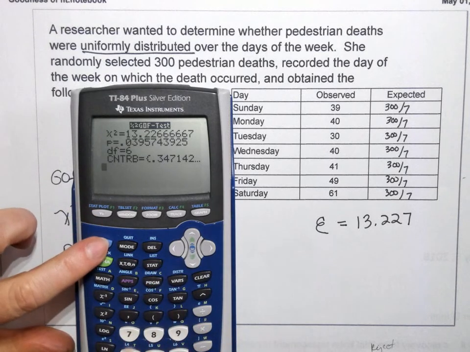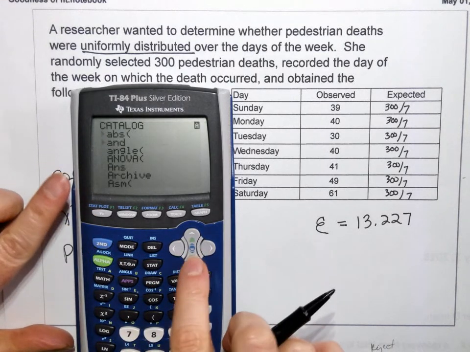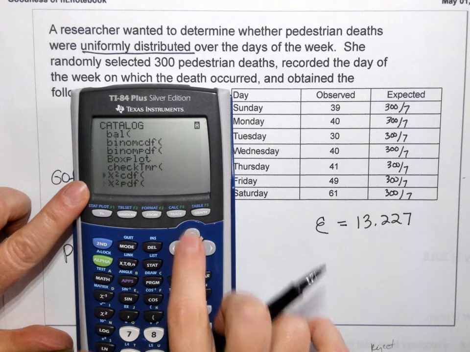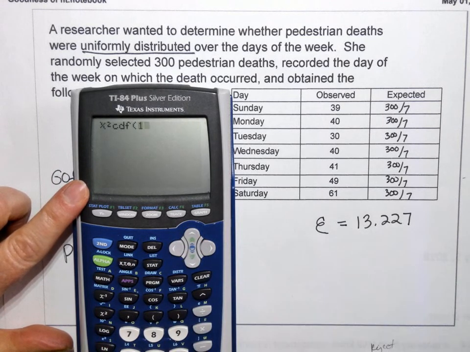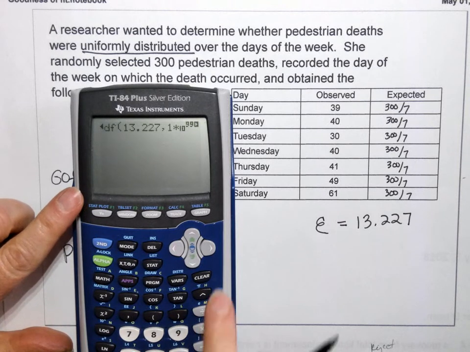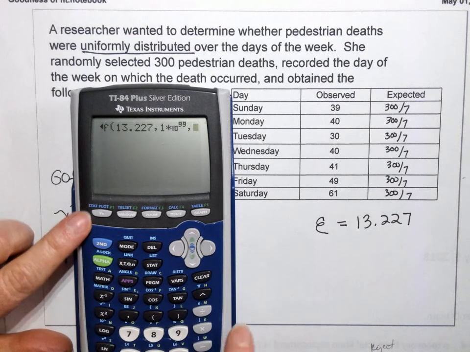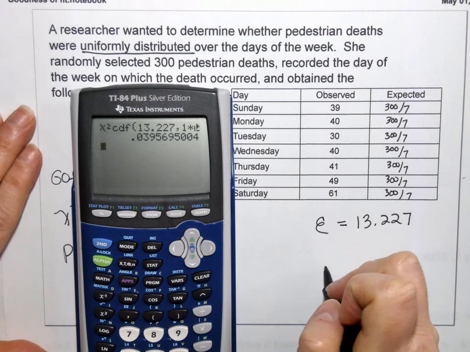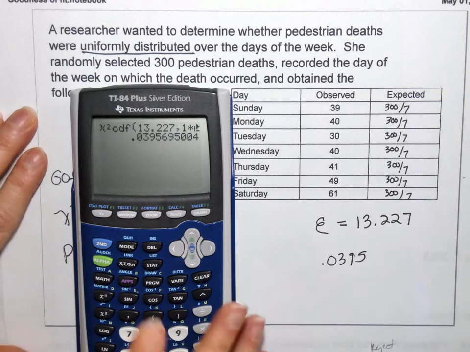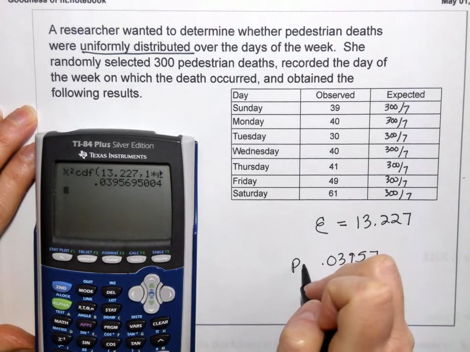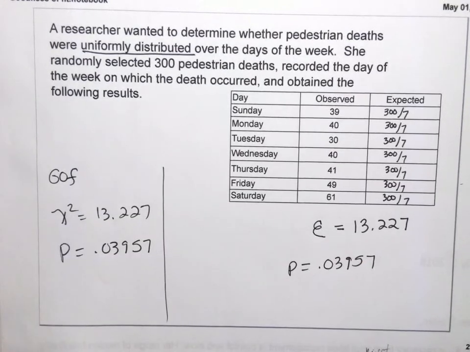Again, I do second catalog all the way down to chi-squared CDF. There it is. I put in my number 13.227, comma, 1 times 10 to the 99th, arrow over so I can drop back down, comma, my degrees of freedom is 6, close it out, and I get 0.0395. Look at that. 0.03957 is my p-value in both cases.